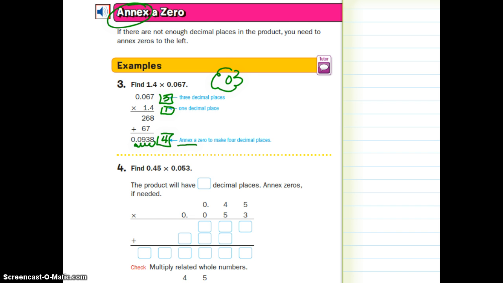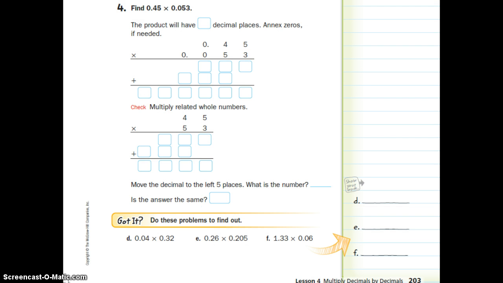All right, let's look at number 4. We have 0.45 times 0.053. Again, we have 0 as our little estimate. And we know 1, 2, 3, 4, 5, we're going to have 5 bunny hops. So we're going to have 2 bunny hops here, 3 bunny hops here, for a total of 5 bunny hops.